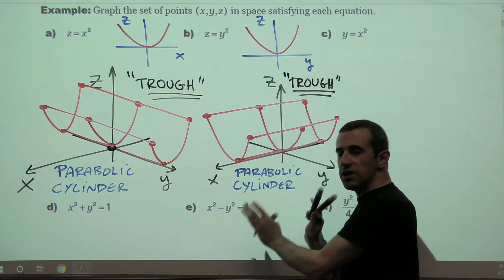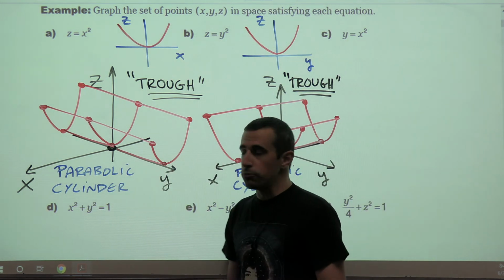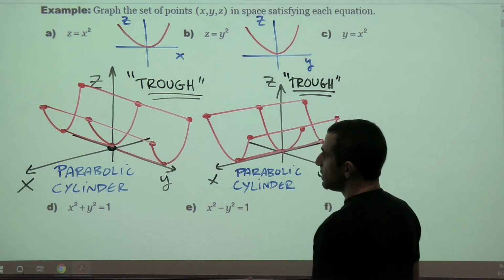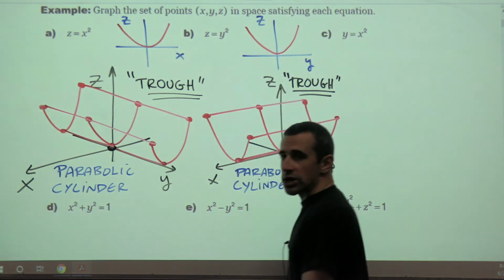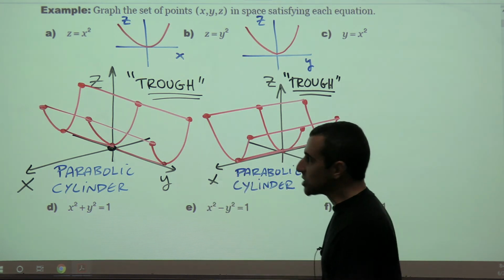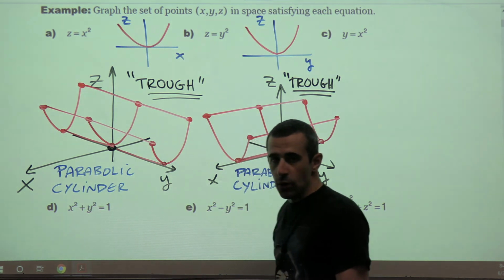And the difference between this trough and that trough that we drew in part A is the direction in which the parabolas are being dragged. Here, the trough is running in the y direction. Here, the trough is running in the x direction. That crucial direction is the direction of the missing variable in the equations.